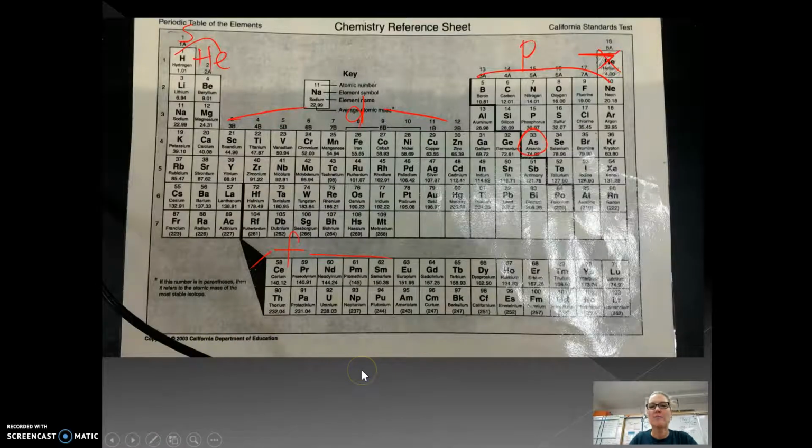So first off, don't forget your blocks. You got the S, the P, the D. You won't need to worry about the F. And remember that the D is filling the third, the fourth D, the fifth D, and the 6D right here as we switch into D block.